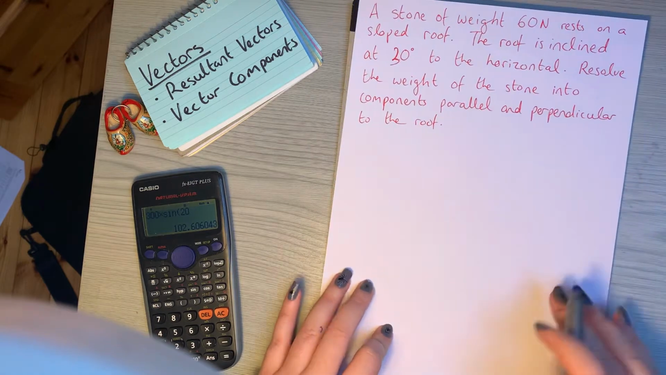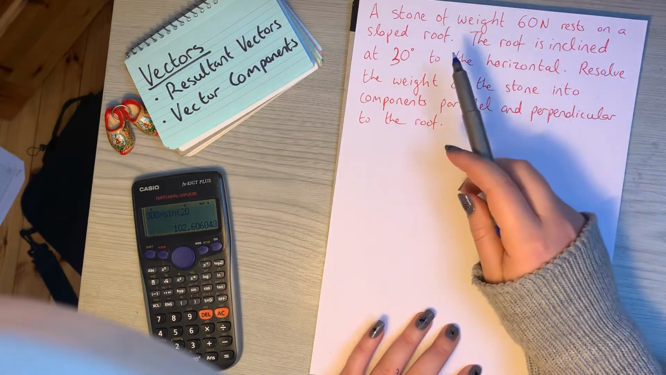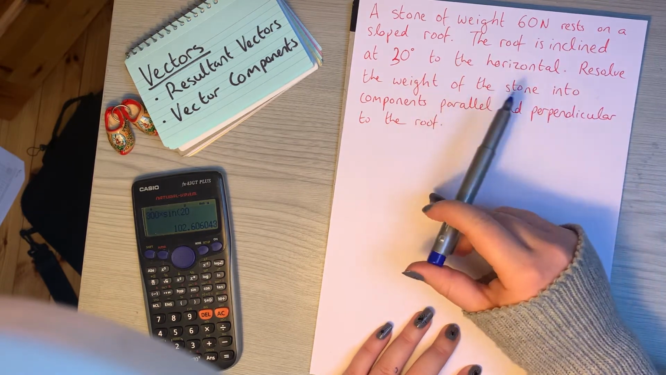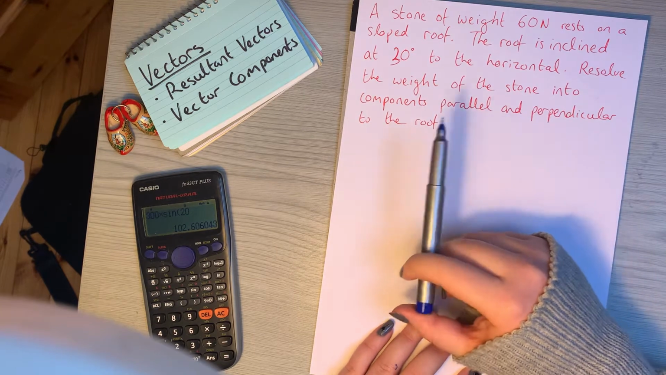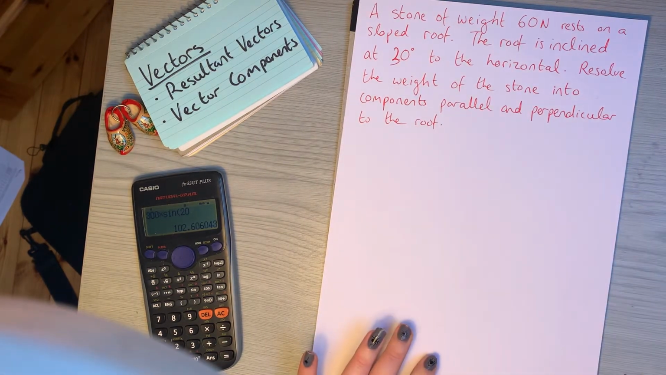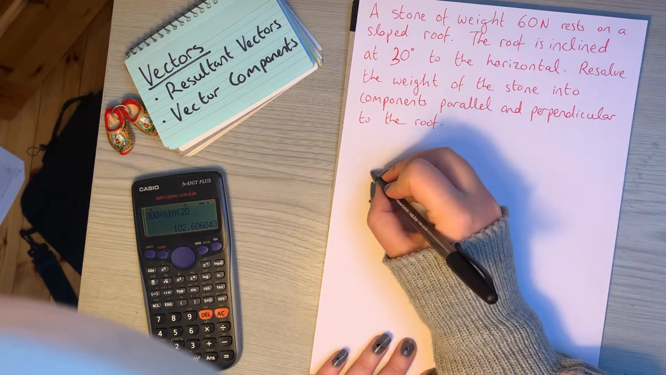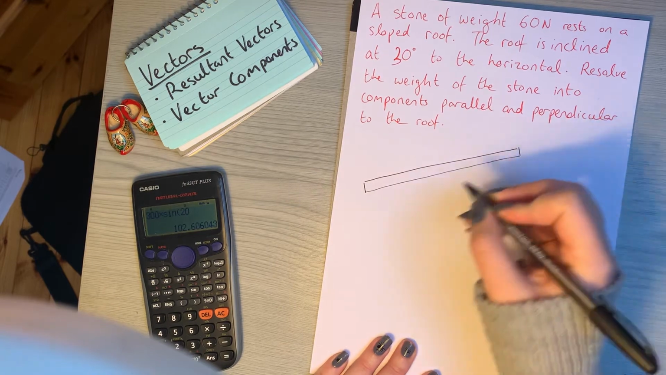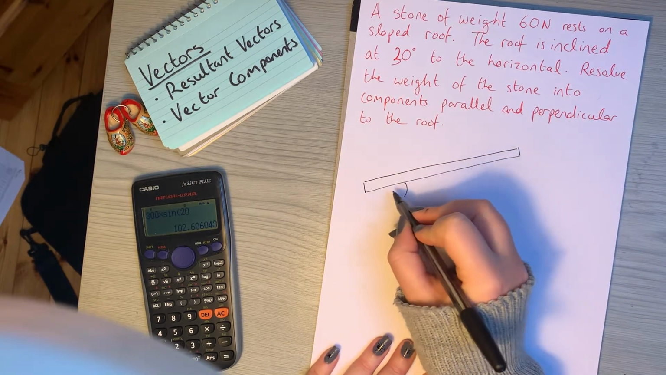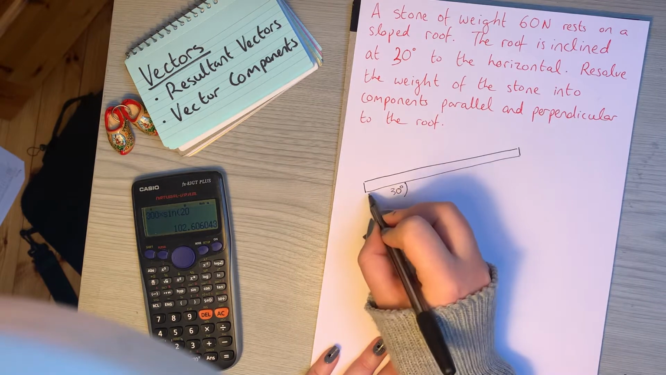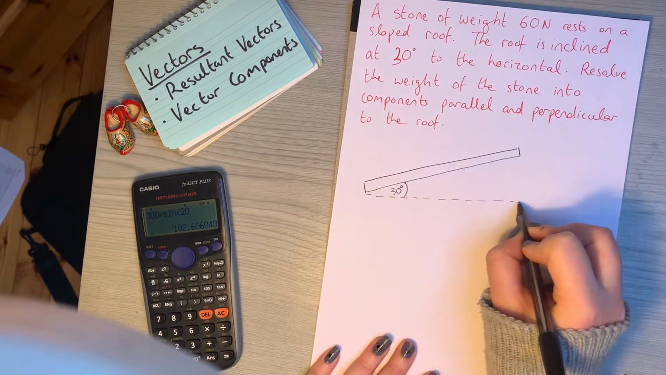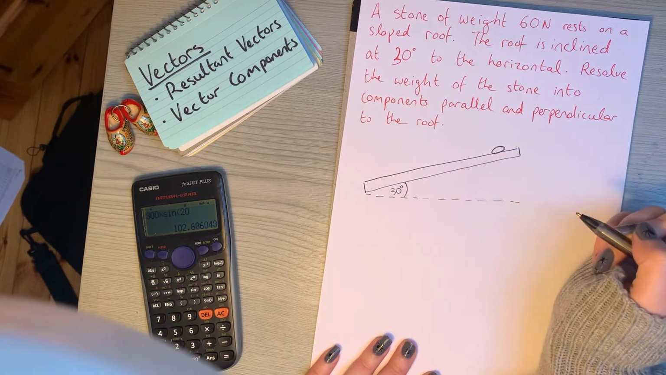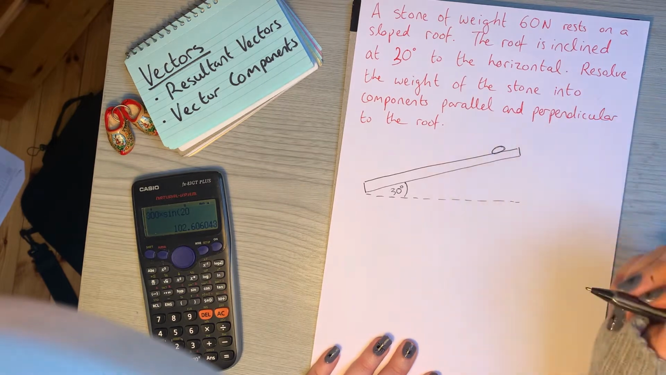So we have here a stone of weight 60 newtons rests on a sloped roof. The roof is inclined at 30 degrees to the horizontal. Resolve the weight of the stone into components parallel and perpendicular to the roof. All right, first things first, we need a diagram. So I'll draw in my roof like this, because they say it's sloped and it's at 30 degrees to the horizontal. And they tell me my stone is at rest, so it's not moving, it's just sitting on the roof up there. And its weight is 60 newtons.